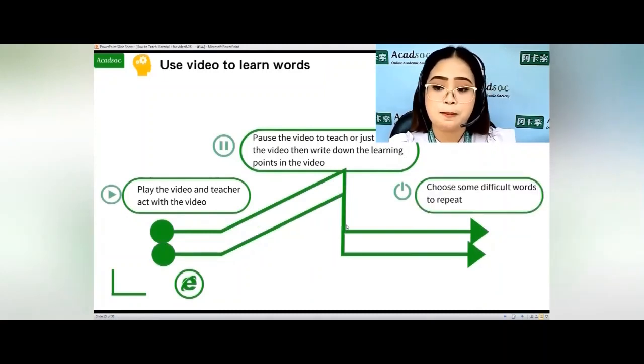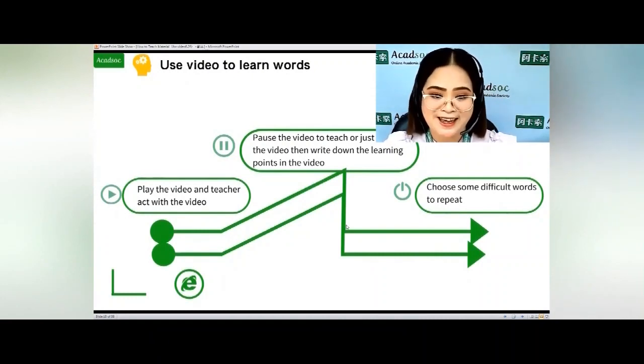Now, what is the last one that we need to do? You could choose some difficult words to repeat after doing the cycle, like playing and cutting the video and talking about it. Once you reach the last point of the video, you then choose some difficult words, then repeat the words so that the student could learn it, okay?